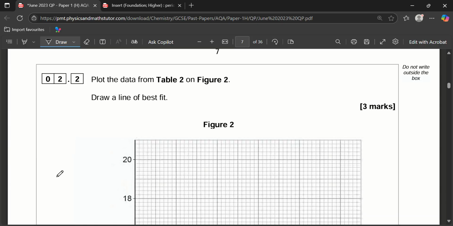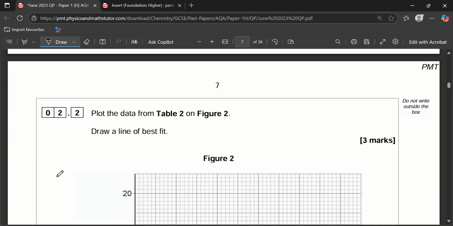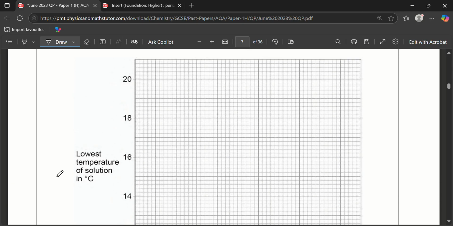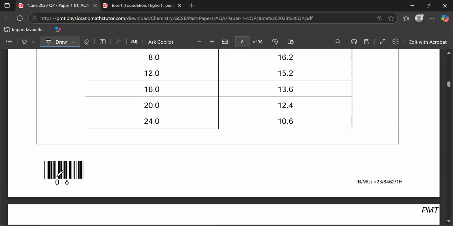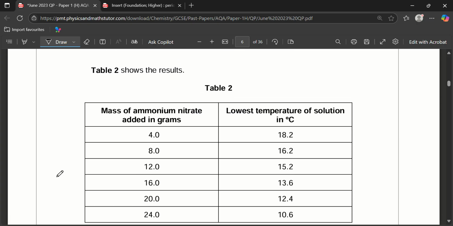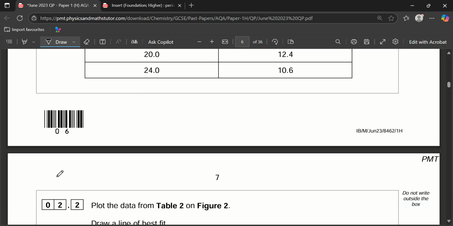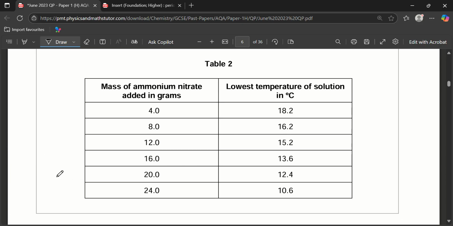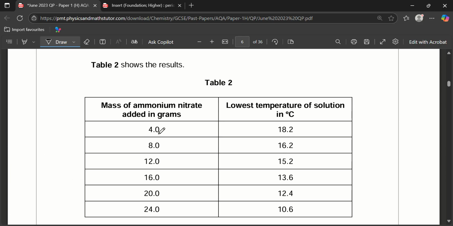Next question, we have table 2, and we need to plot the data from table 2 on figure 2. Draw a line of best fit. Well, my line of best fit is going to be wonky, but you guys have to draw a good line of best fit because you guys have access to a ruler. So let's start plotting. 4 grams, 8 grams, 12 grams, 16.